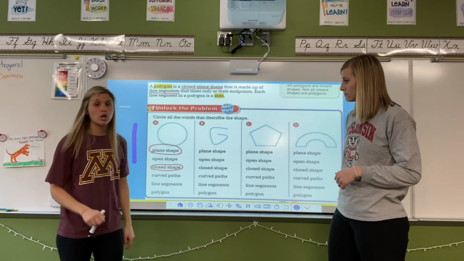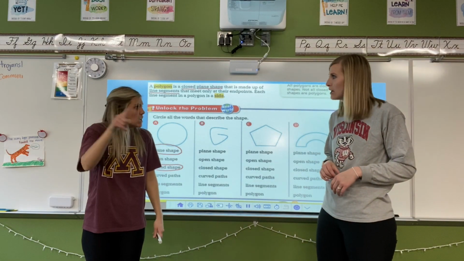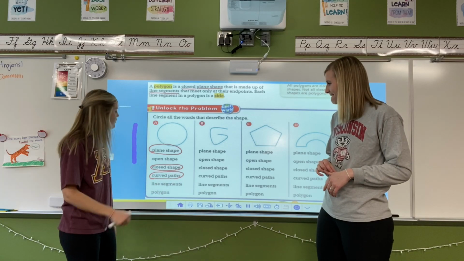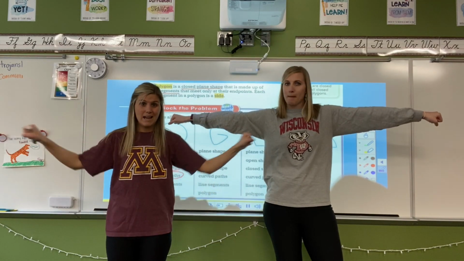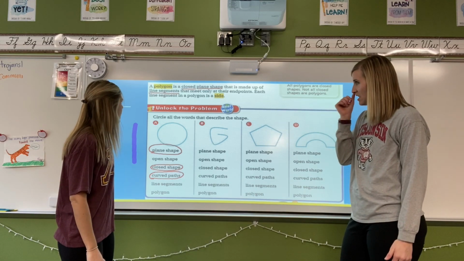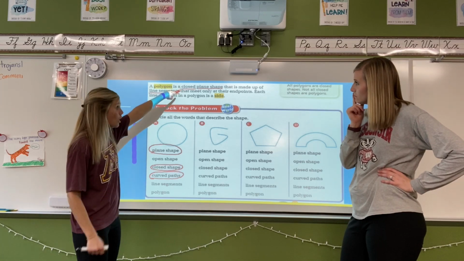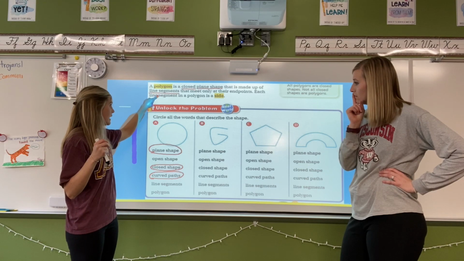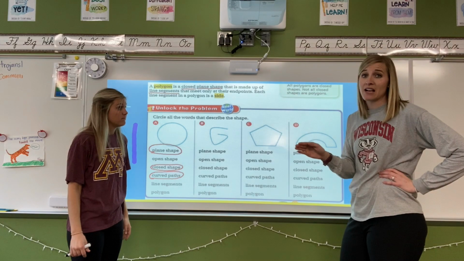Now, does it have a curved path? Remember, curved means it has a curve in it. Yes, the whole shape is kind of curved. So I would say definitely it has curved paths. Does it have any line segments, meaning that start point and that end point? Any straight line segments? I don't see any. I do not see any either. Is it a polygon? Let me go back up to my definition. It's closed. Yep. It is a plane shape. Yep. But it does not have line segments, so it cannot be a polygon. It's not a polygon.